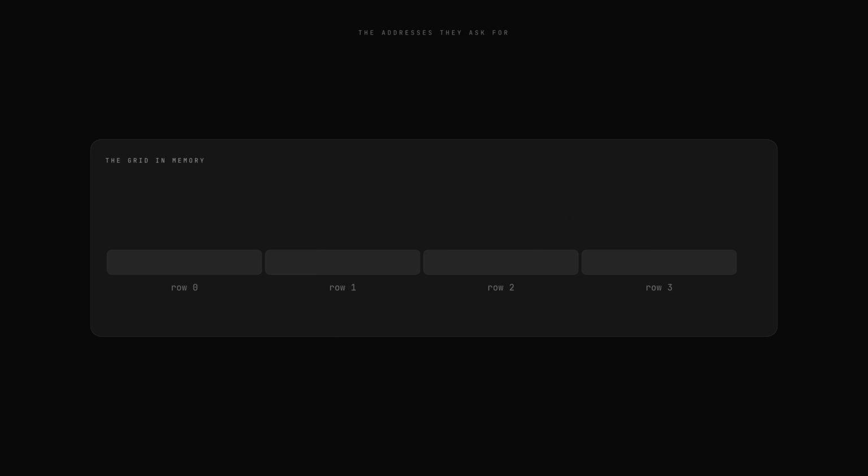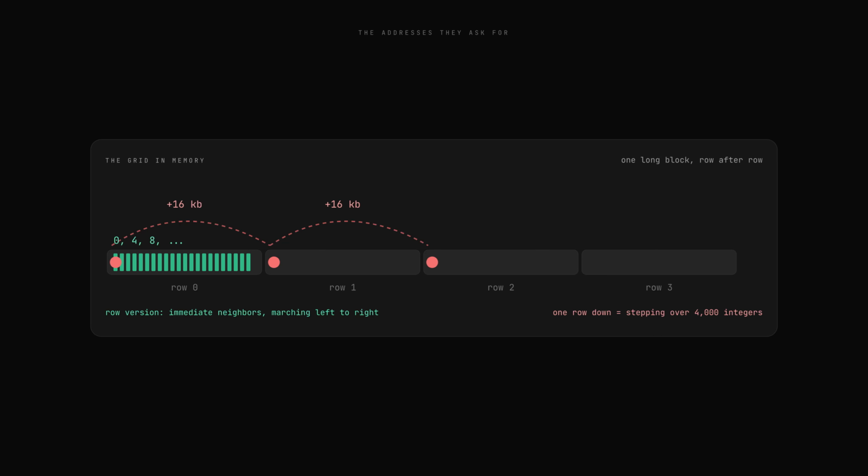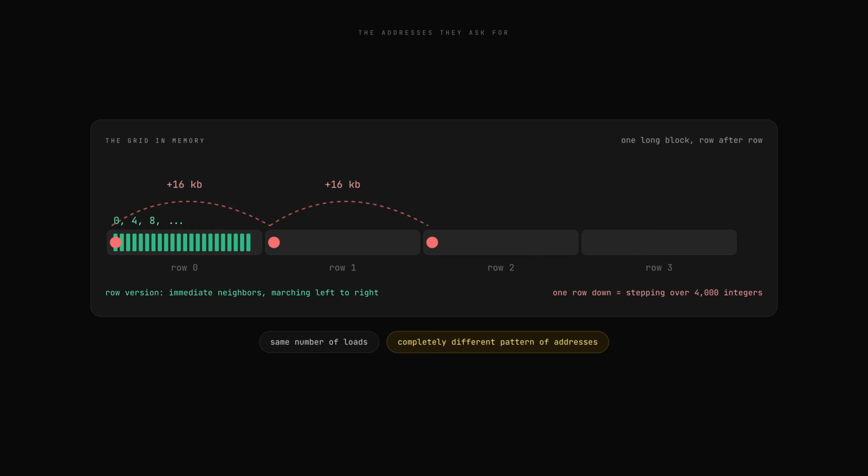Now, a load asks memory for a few bytes at a specific address, so look at the addresses each version asks for. The grid lives in memory as one long block, row after row. So the row version asks for address 0, then 4, then 8, immediate neighbors, marching left to right through memory. The column version asks for address 0, then 16 kilobytes later, then 16 kilobytes after that. Because stepping down 1 row means stepping over 4,000 integers. Same number of loads, completely different pattern of addresses. And that pattern is the only variable left.